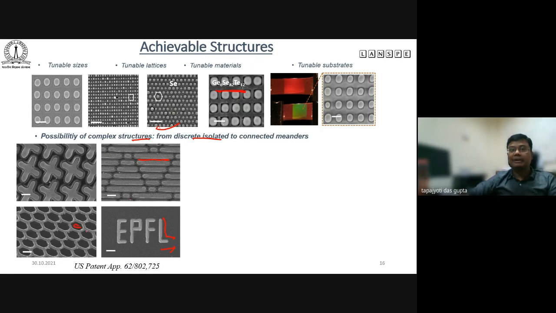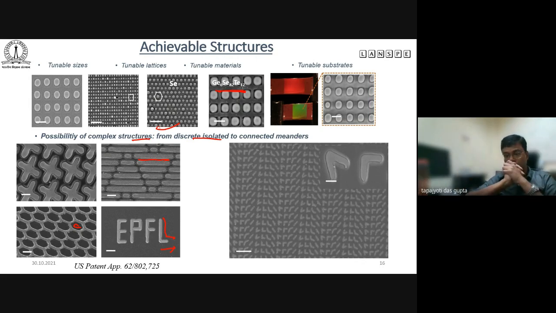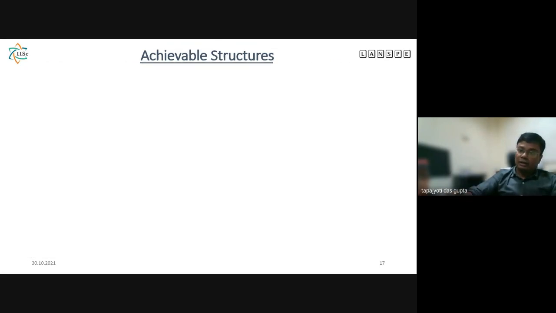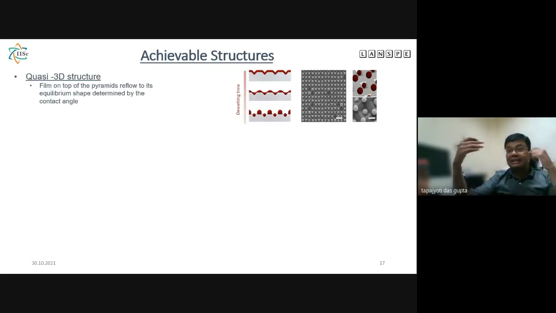Also, you see similar kinds of structures. As a large area, metasurfaces also can be fabricated by this technique. It's just a simple molding process. So is it only this kind of 2D structures? Can we think of making quasi 3D?